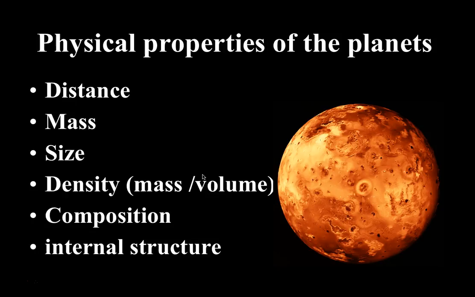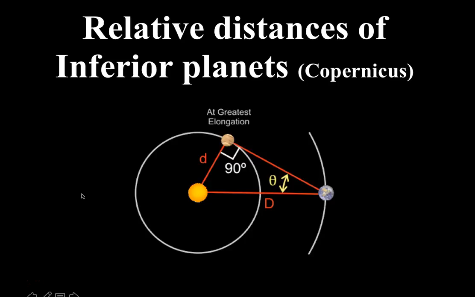All right. Now, as before, we indicated that we wanted to take a look at the physical properties of the planets, and here are some of the physical properties we're interested in. So the relative distances between these planets we discussed earlier, and it comes straight out of Copernicus, or if you will, comes actually from Democritus, a Greek astronomer.